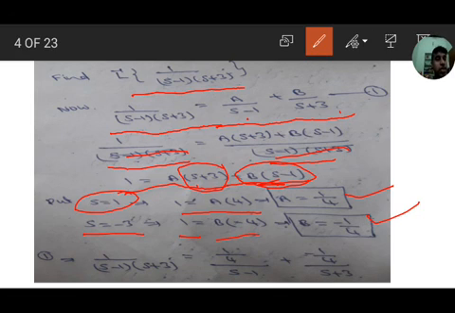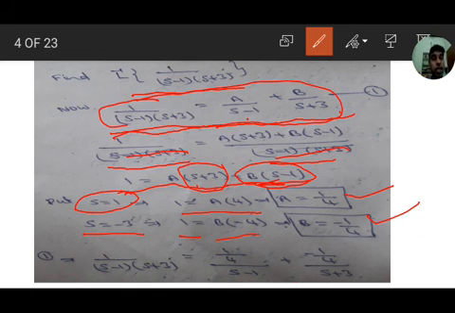Therefore, from equation 1, we got A equal to 1 by 4, B equal to minus 1 by 4. So, substitute these values in equation 1. So, from equation 1, 1 by s minus 1 into s plus 3 equals 1 by 4 into s minus 1, A value, plus minus 1 by 4 into s plus 3.